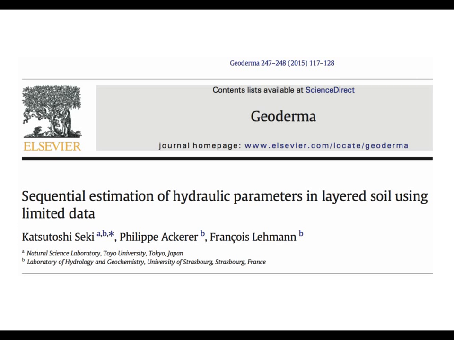In the next 5 minutes, I will talk about this study. The title of the paper is Sequential Estimation of Hydraulic Parameters in Layered Soil Using Limited Data. It was published in JADRMA.